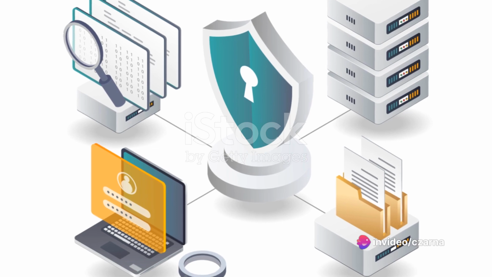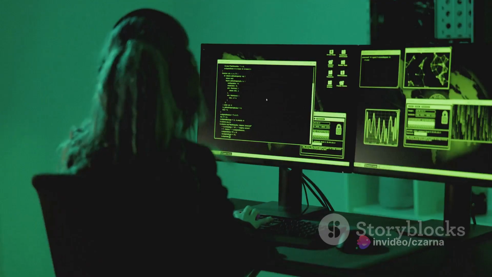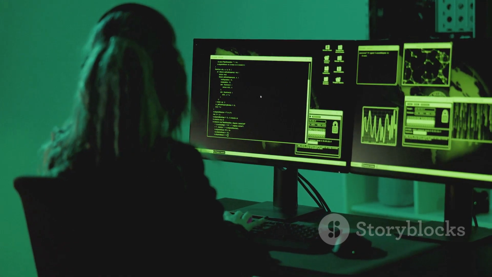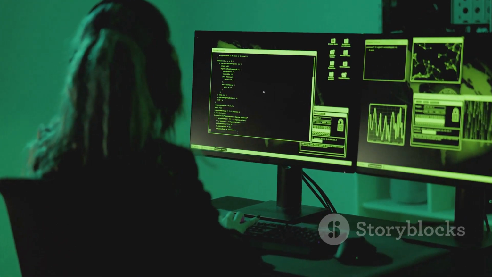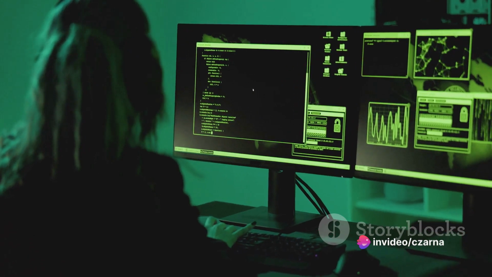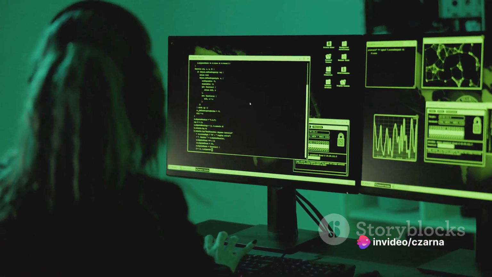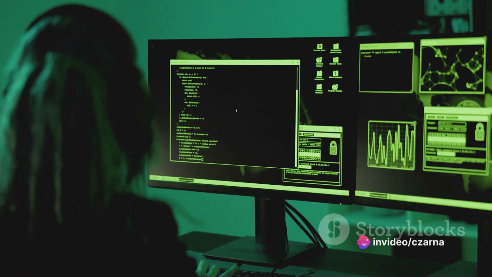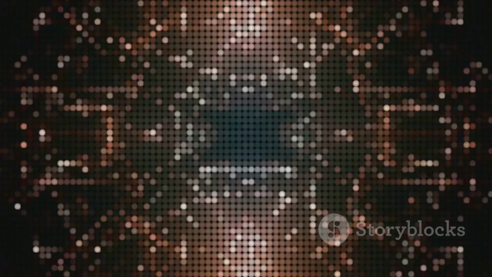The third step is scanning for vulnerabilities. Now that we know which devices are active, we need to understand their weak spots. This involves looking for outdated software, weak passwords, and other potential security risks. It's akin to checking the locks on every door and window in a house.